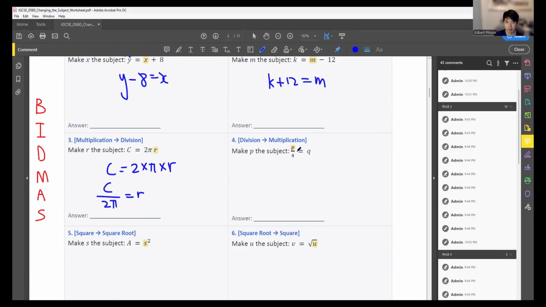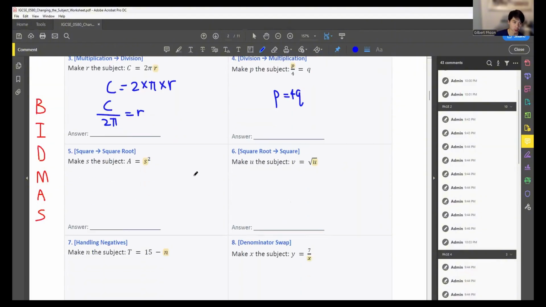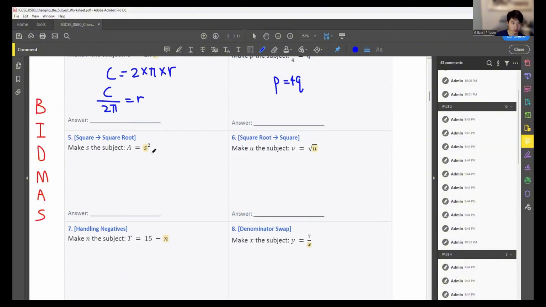The fourth one here, make p the subject. This is p divided by 4. So bringing 4 from the left to the right, it is p equals q times 4, 4q. Okay? Question 5, make s the subject. This is s squared. Square, bring over to the left-hand side, will become square root. Square root, bring over to the left-hand side, would become square.